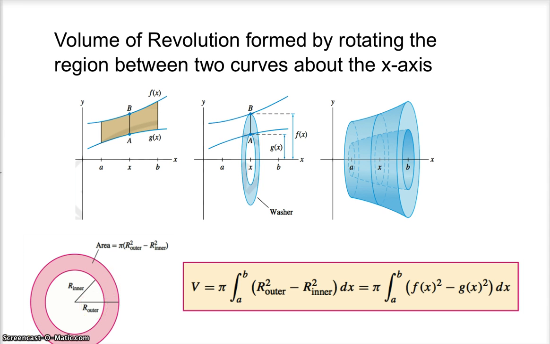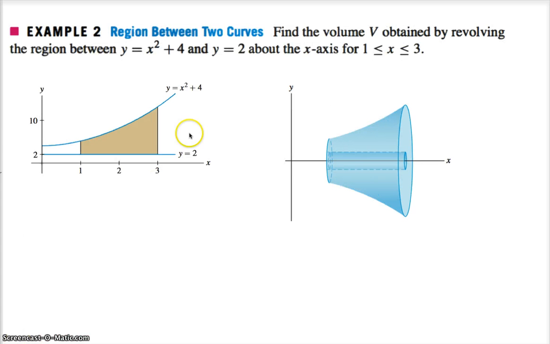And let me show you an example. In this example, we have a parabola, y equals x squared plus 4. That's bounded above. Below, we'll have the horizontal line y equals 2, and we'll bound it to the left by 1 and to the right by 3. This region here, when you revolve it about the x-axis, what will it look like? Well, it kind of looks like a funnel with a hole in it, a cylindrical hole. So we can calculate this volume.